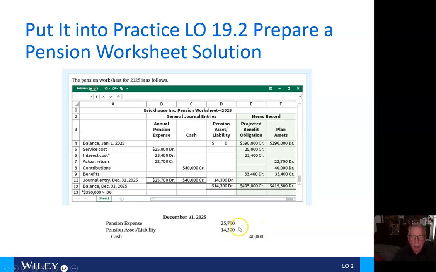We have $25,700 here for pension expense. We have the $14,300 pension asset/liability, and finally our cash credit of $40,000.